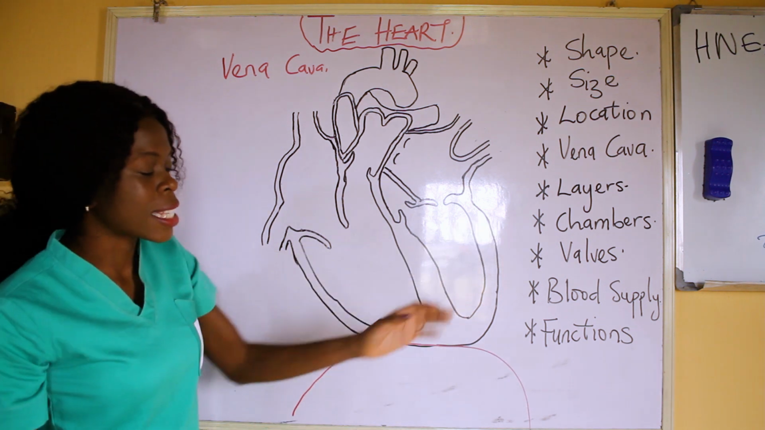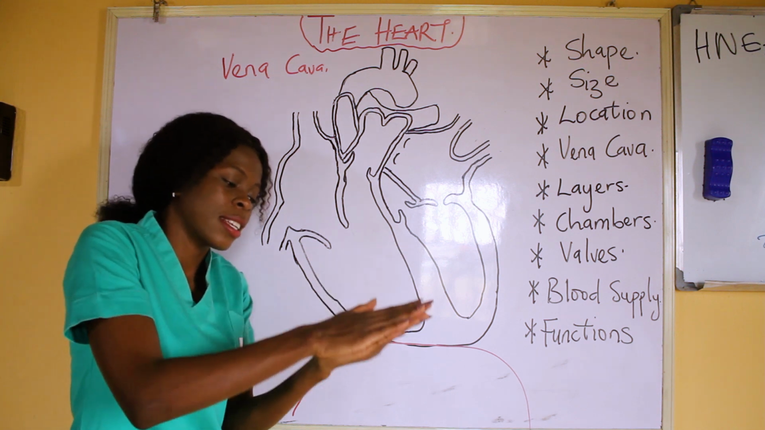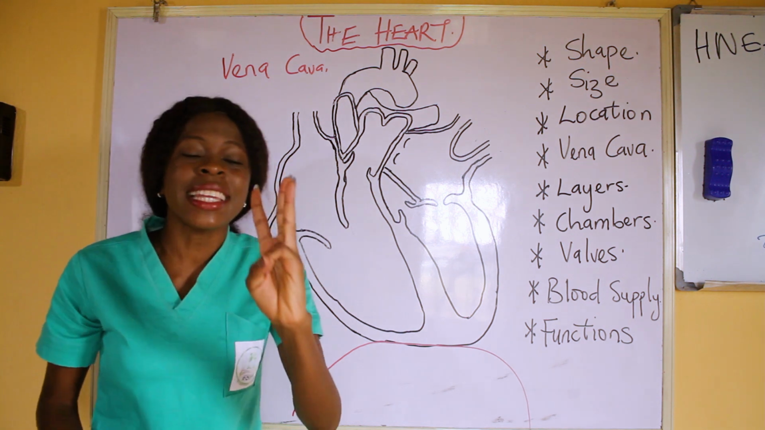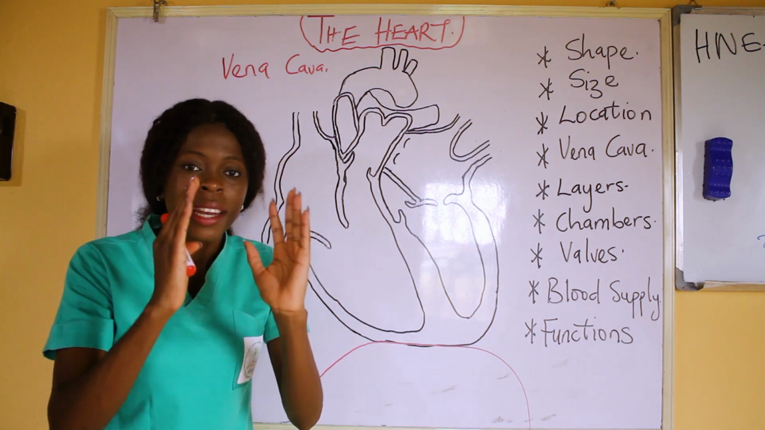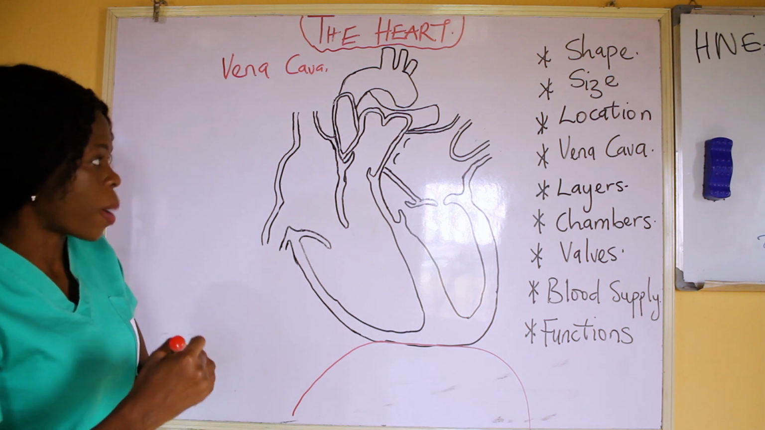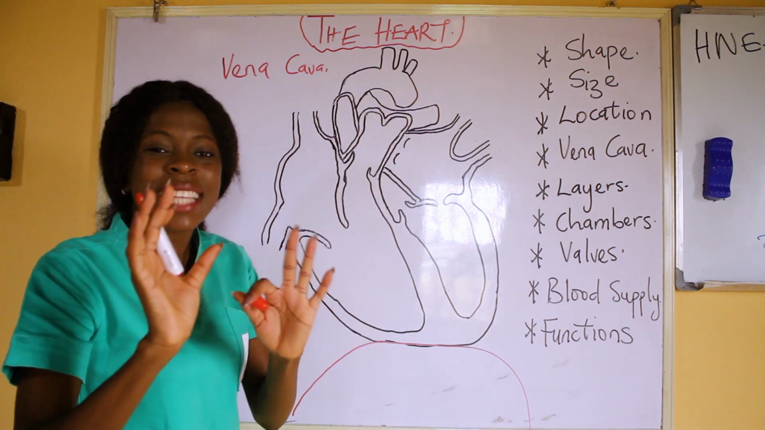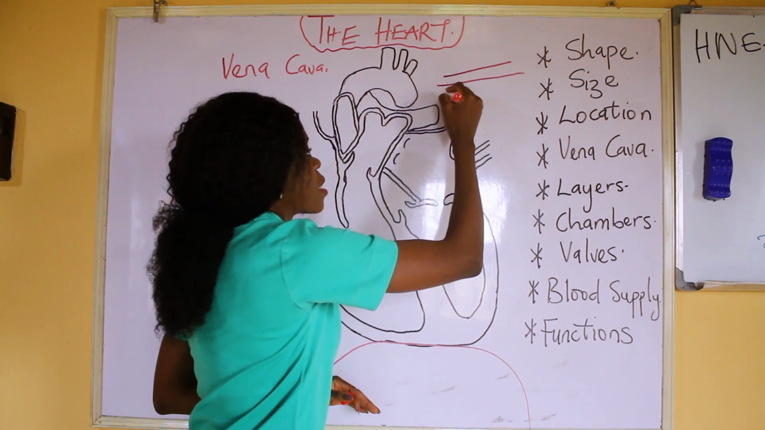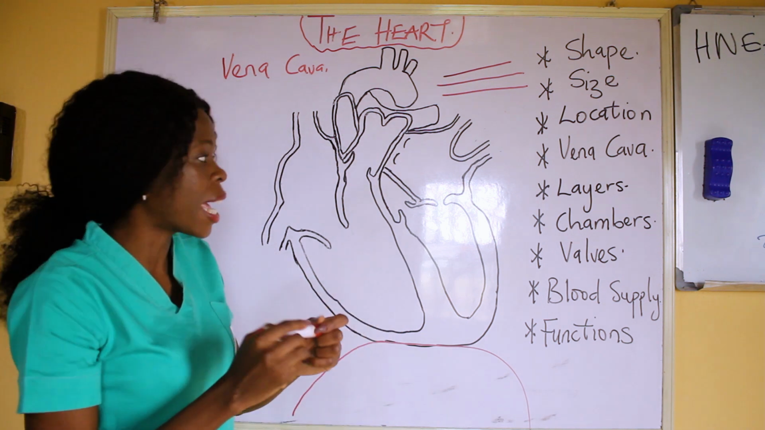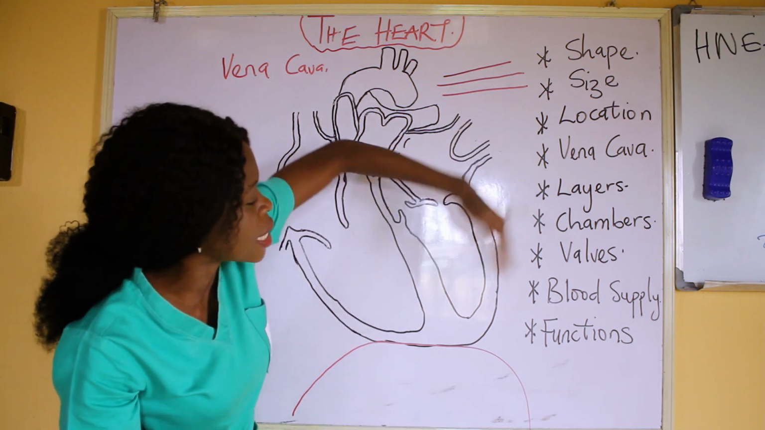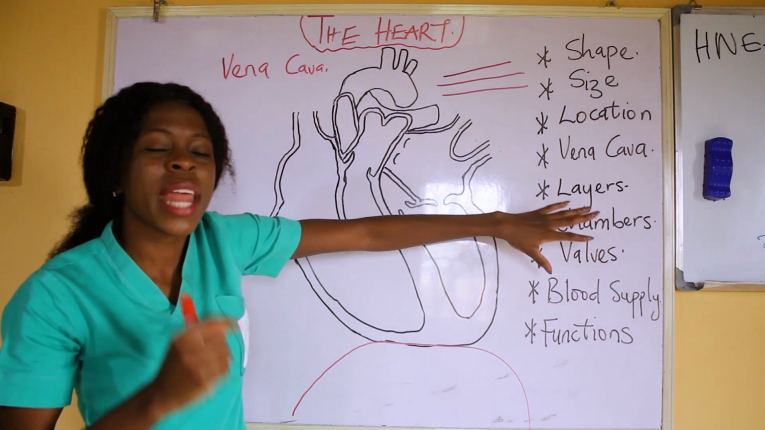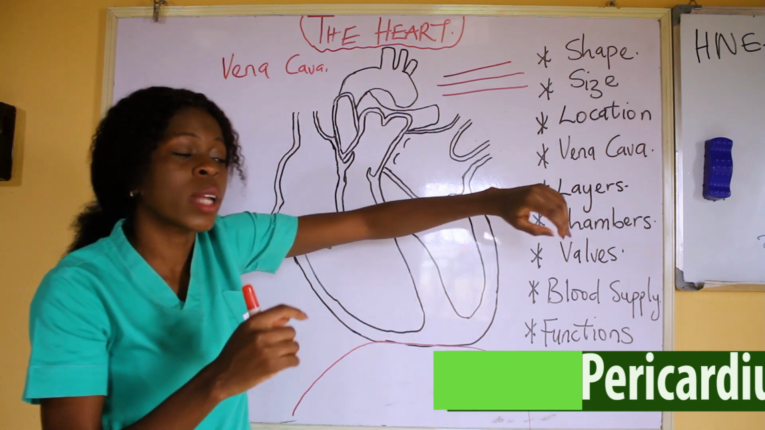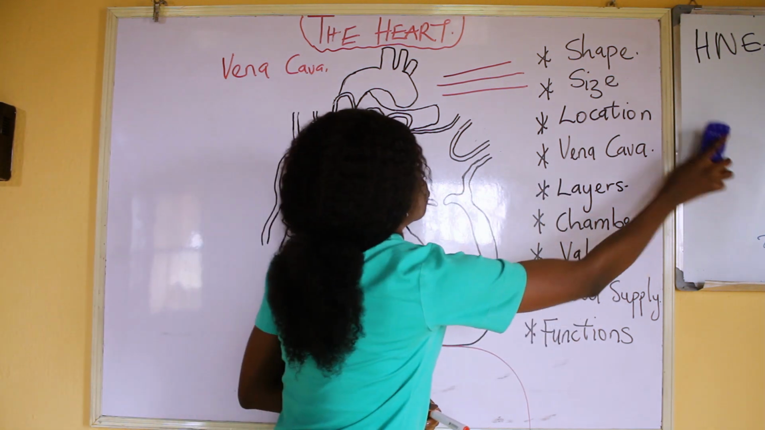Then in terms of the layers, most things have layers on top of each other. The heart has 3 layers. Let's assume this is 1, this is 2, and this is the 3rd layer. The outermost layer, the one outside, is known as the pericardium.